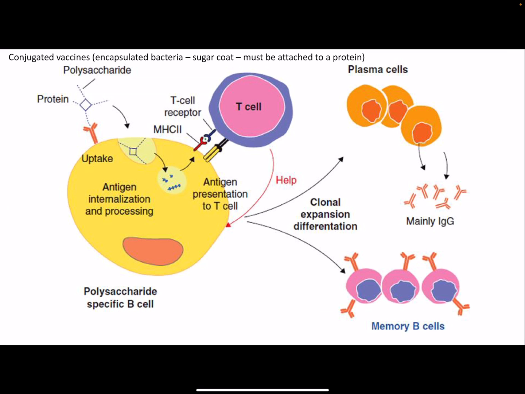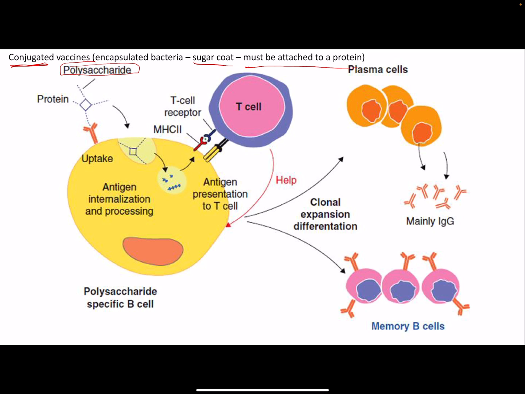And so, on the note of T cells only being able to recognize proteins, conjugated vaccines. A conjugated vaccine is, maybe I have a bacteria that has a polysaccharide, and that's what I want my antibodies, or my immune system, to recognize. But T cells aren't good at recognizing sugar. So if I want this to be an effective vaccine, I'm going to have to conjugate it to a protein. Kind of like our hapten scenario. So an encapsulated bacteria with a sugar coat would be the polysaccharide.